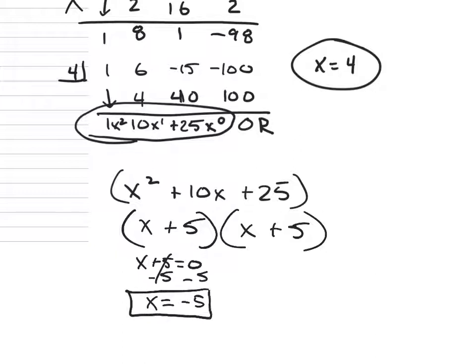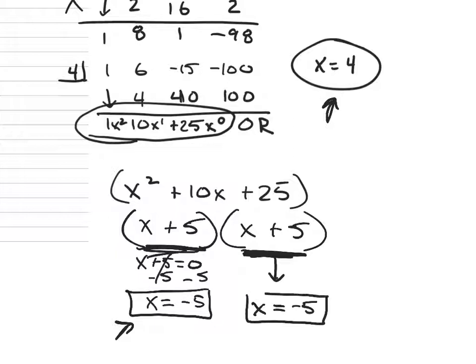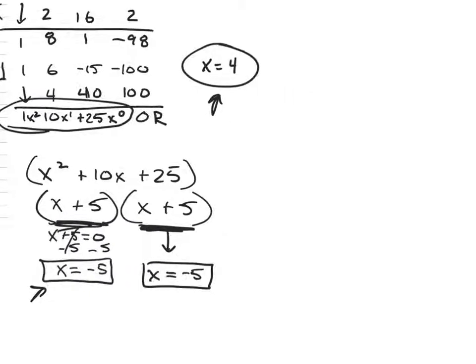There is another answer. X equals 4 is an answer. X equals negative 5 is an answer. I don't really need to redo this work here. What is this going to end up as? X equals what? Right, because we just did that right here. X equals negative 5. There are only two answers here.